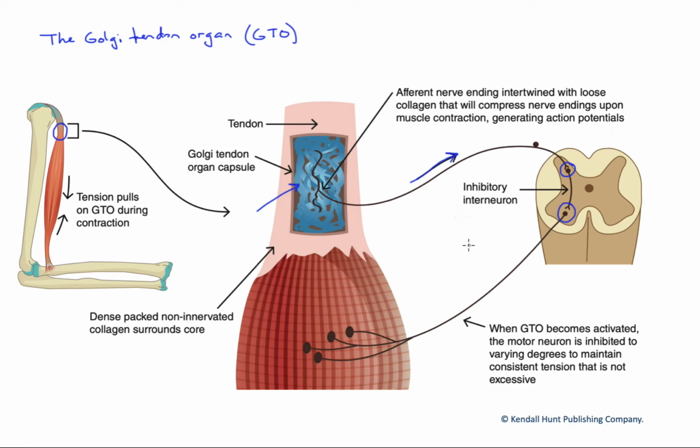And so what that means is that as tension is being generated, we're activating this pathway, the Golgi tendon organ receptors, activating this pathway to actually inhibit the muscle that's generating that tension. And so what the Golgi tendon organ allows is modulation of muscle tension during development.